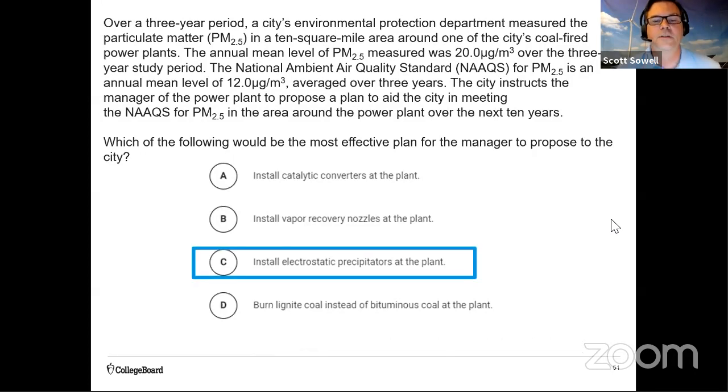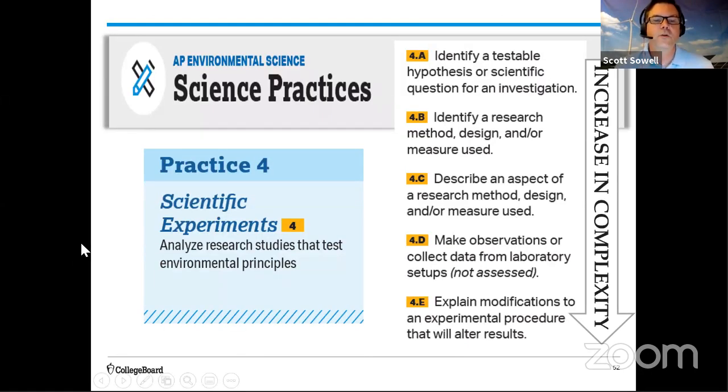And you should have put your eyeballs on electrostatic precipitator. That's going to be our best effective measure for particulate matter. All right, so let's try one more time to practice these scientific experimentation skills.